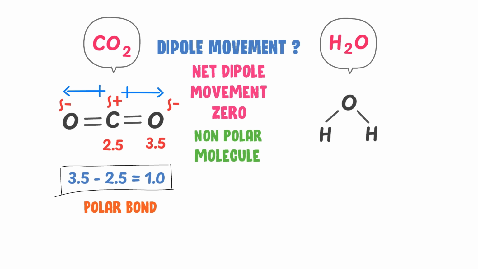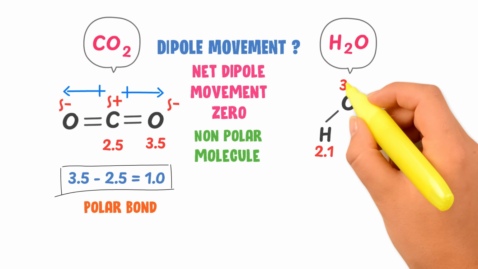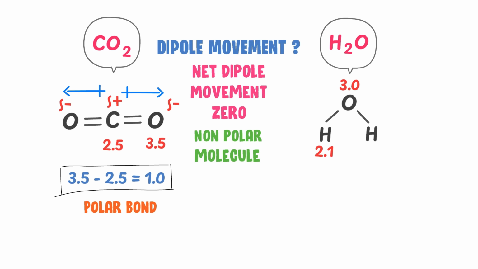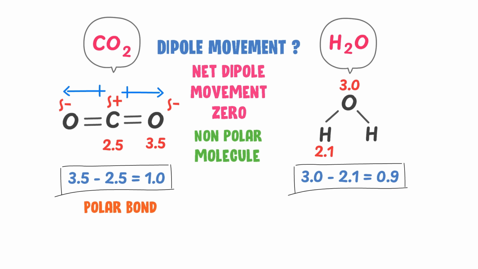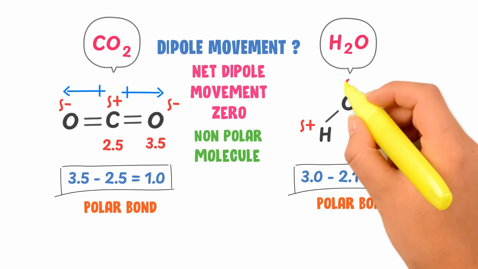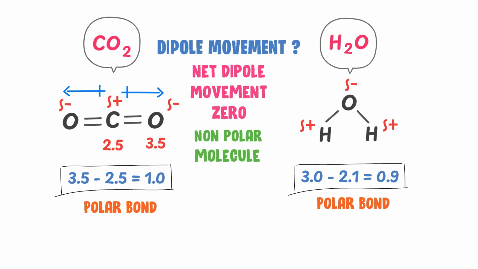In the case of water, firstly, we will find the polarity of oxygen and hydrogen bond. The electronegativity of hydrogen is 2.1 and the electronegativity of oxygen is 3.0. When we calculate its electronegativity difference, we get 0.9. 0.9 is greater than 0.5. So the bond between oxygen and hydrogen is polar. Due to this, partially negative charge appears on oxygen and partially positive charge appears on hydrogen.